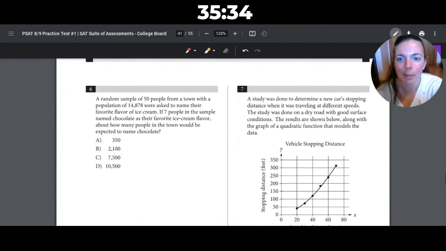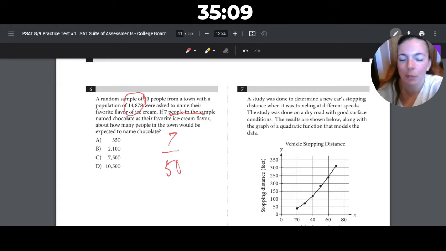All right, number 6. A random sample of 50 people from a town with a population of 14,878 were asked to name their favorite flavor of ice cream. Okay, so 7 people in the sample named chocolate as their favorite. How many people in town would be expected to name chocolate? So 7 out of the 50 people surveyed said chocolate was their favorite. So the population of the town is 14,878. So how many of those people would say chocolate?